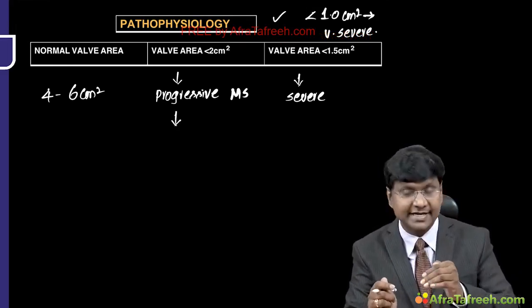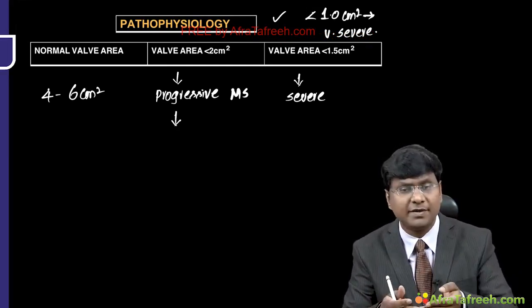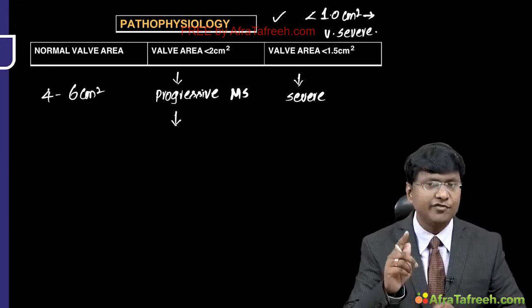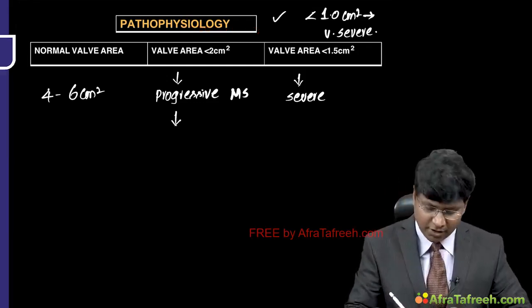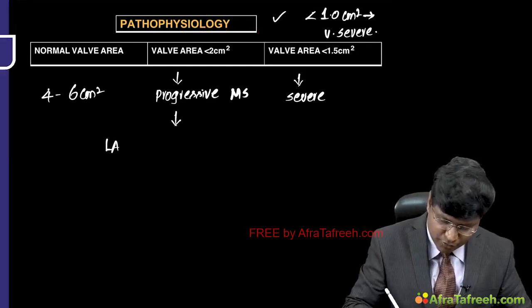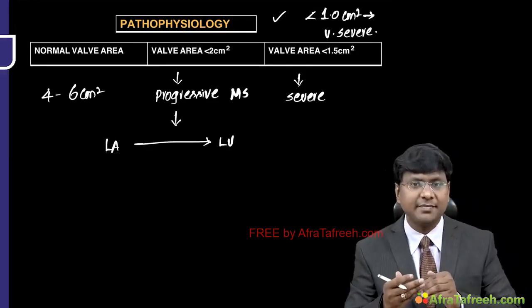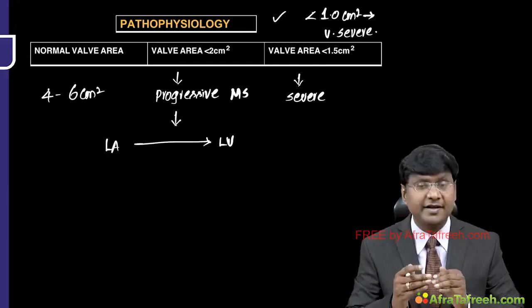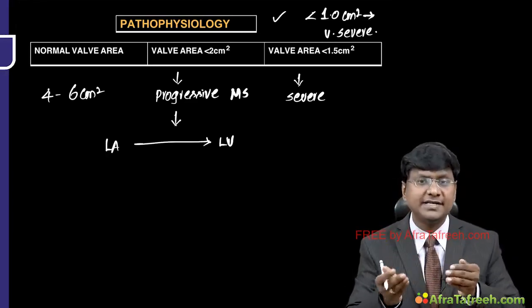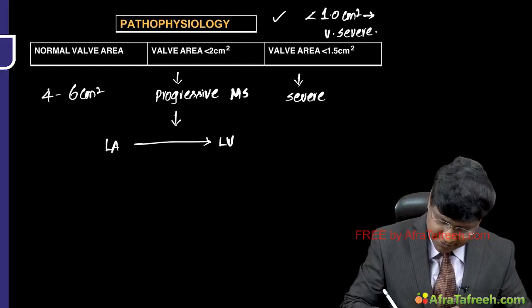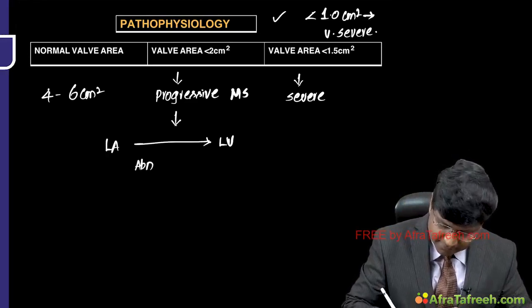2 centimeter square. That is, in progressive mitral stenosis, what will be the problem? In case of progressive mitral stenosis, if the blood has to move from left atrium to the left ventricle, what the left atrium has to do? The left atrium has to abnormally increase its pressure.